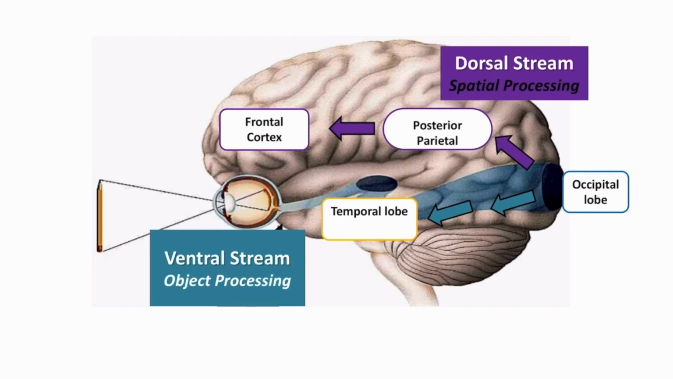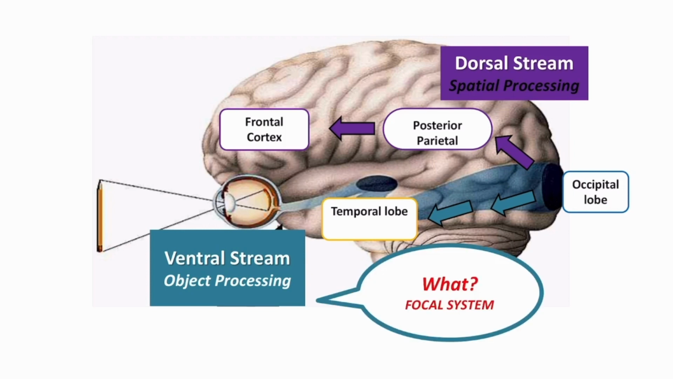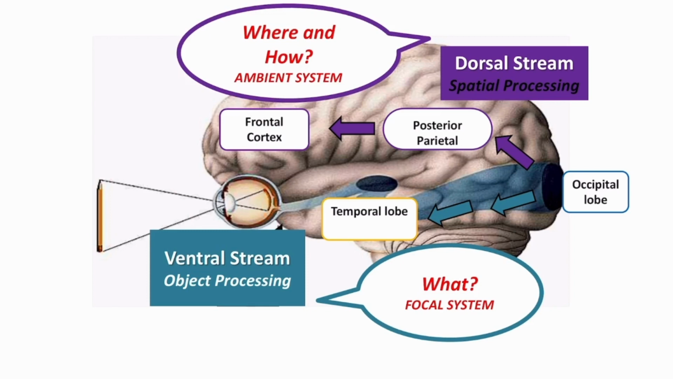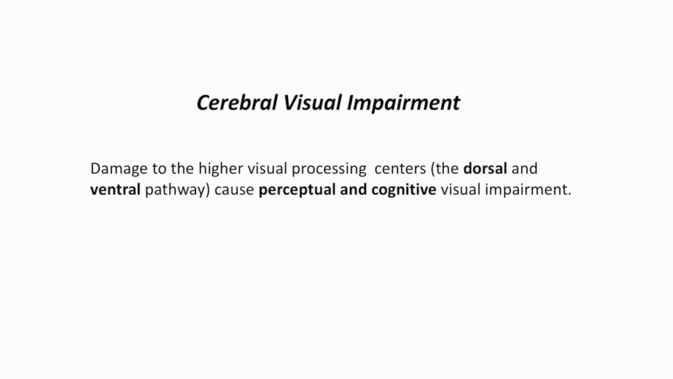The ventral system is also known as the what or focal system, and the dorsal system is also known as the where or ambient system. Cerebral visual impairment leads to damage of these visual processing centers, leading to perceptual visual problems.